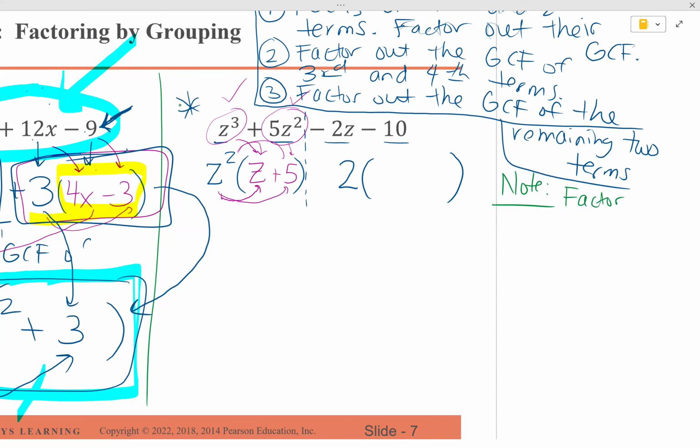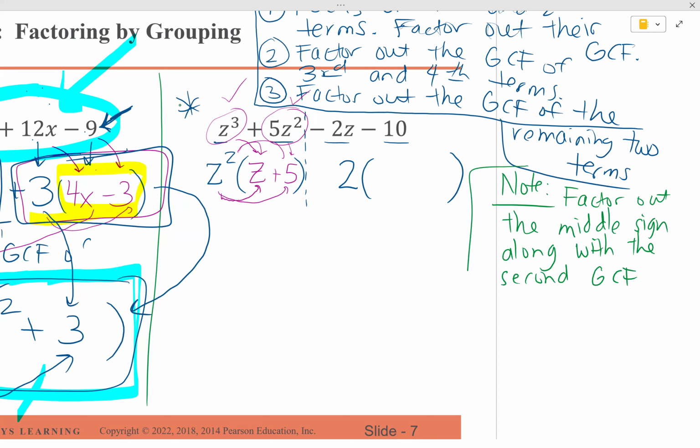Factor out the middle sign along with the second greatest common factor. So at this point, I factored a 2 out, but what really needs to happen to make this whole thing work is this sign right in the middle of the problem between the second and the third term. That has to be the same sign as what your second GCF here, and that's what I'm working on.